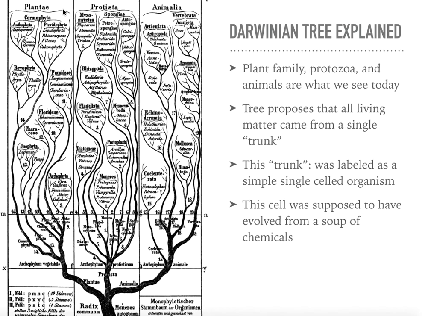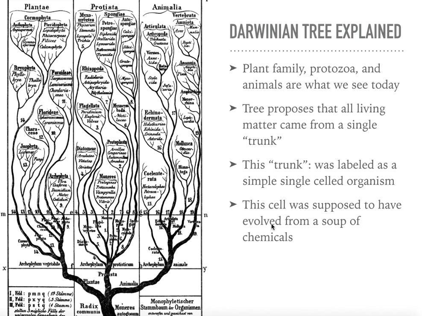So these are plants, protozoa, and animals that we see today up here in the upper section. This middle section is maybe things that they share in common. And then the more important thing is where it comes together: the root of this tree, this trunk, is what's called a simple-celled organism. So Darwin talks about how it all started from a simple cell.